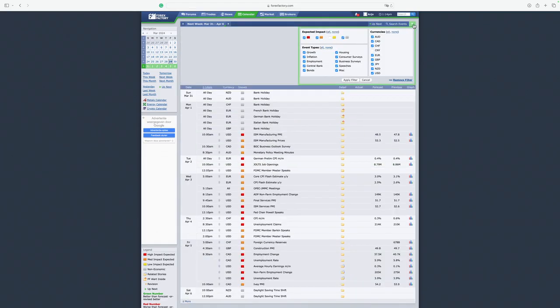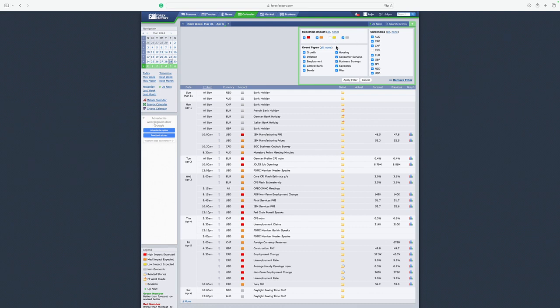If you want to click on the filter, that right there is the funnel, the little funnel at the top right. Right here, we have the red folder news. I want to see those. I want to see the orange folder news. I don't want to see the yellow folder news. I don't really care about that unless I'm trading crude oil and there's crude oil inventories.